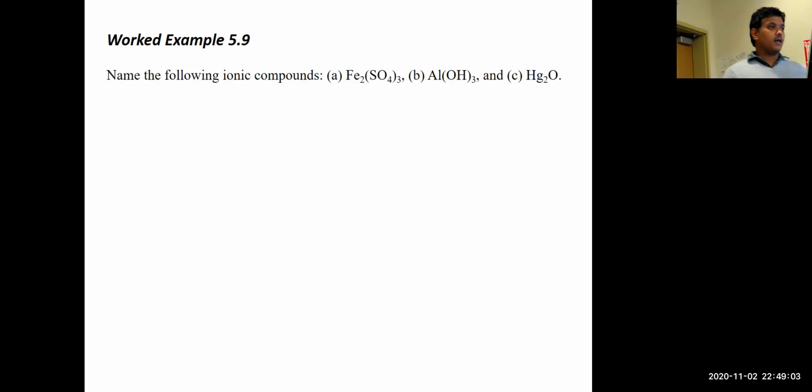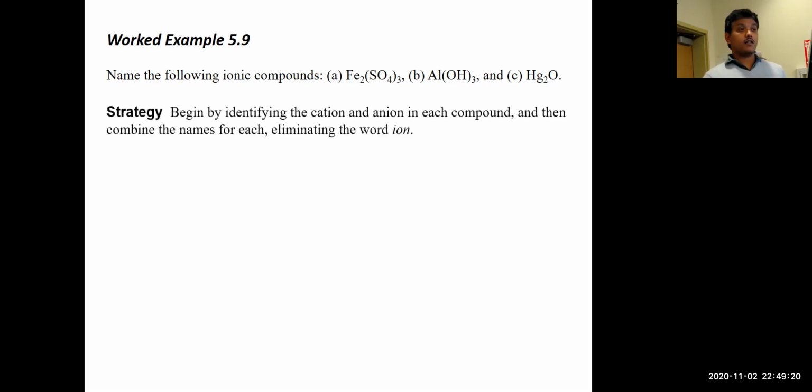Let's see what is going on here. So the problem is asking us to name the following ionic compounds. The compound is Fe2(SO4)3. So it is asking you to name that compound. Let's see what the strategy is.